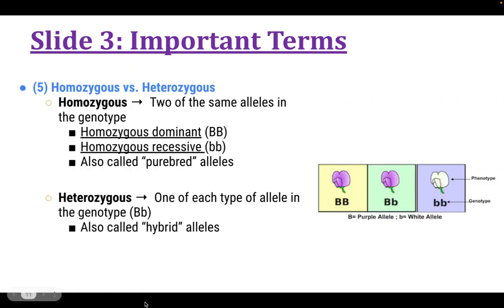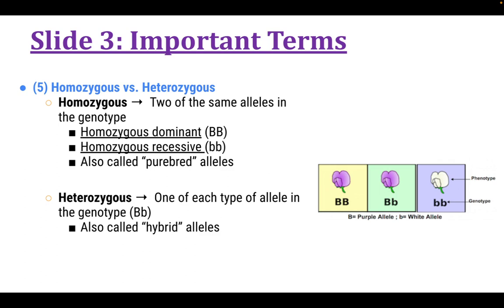On to homozygous versus heterozygous. The prefix homo means same. So when an individual has two copies of the same allele, we would say that they are homozygous for that trait. We also call these pure breeding alleles, which means that this individual will always contribute one specific allele when it is bred with another individual. If we say the individual is homozygous dominant, that means they've got two dominant alleles. If they're homozygous recessive, they've got two recessive alleles.